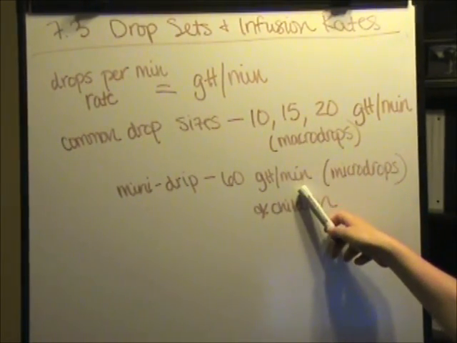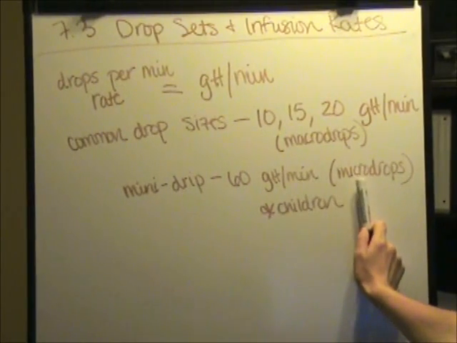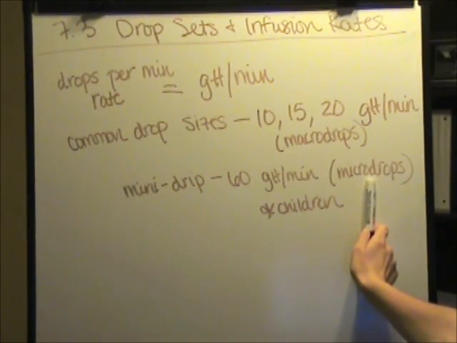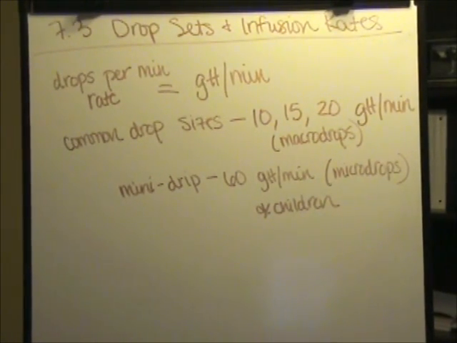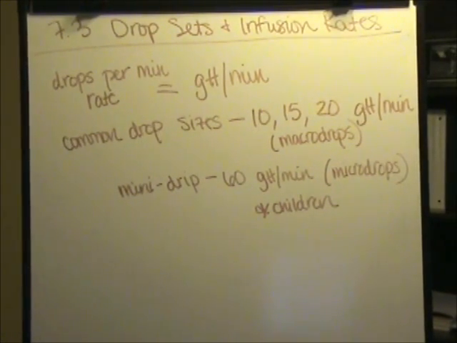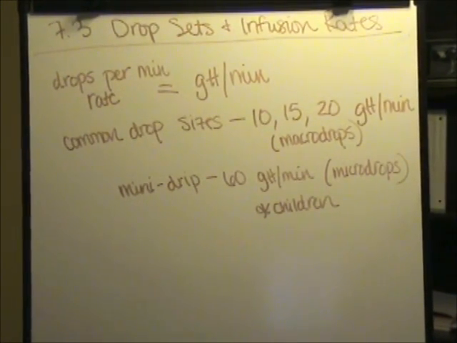And then we also have a mini drip, which would be 60 drops per minute. And those are considered micro drops. They're tiny little droplets. And these are going to be commonly used in children who are critically ill and are being given medications that have a very narrow therapeutic window.